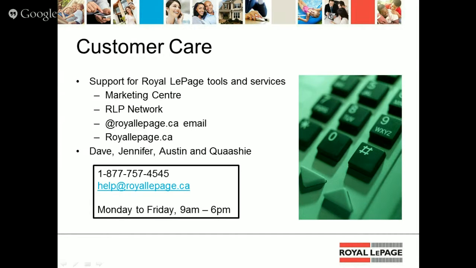Before we get started, I want to talk about some of the support that is available to you. One of the main places for support is our customer care team. They're available from Monday to Friday, 9 a.m. to 6 p.m., and their role is to provide support for all of the tools and services that Royal LePage provides. That definitely includes the Marketing Center, but it also includes other tools such as the RLP network, your royallepage.ca email, as well as royallepage.ca.